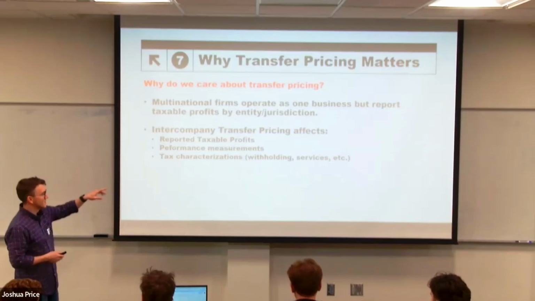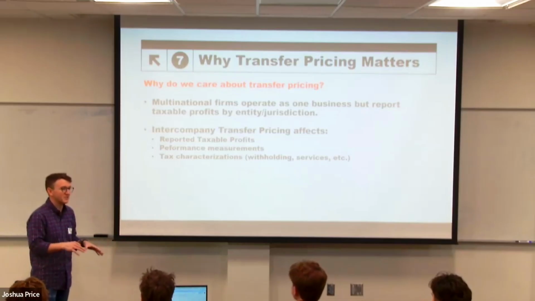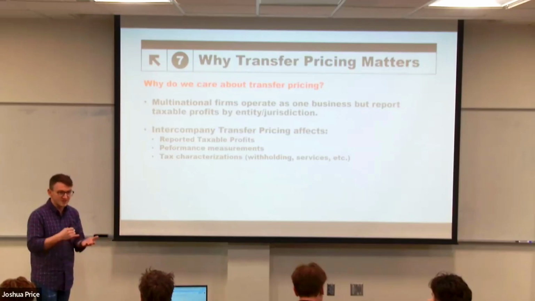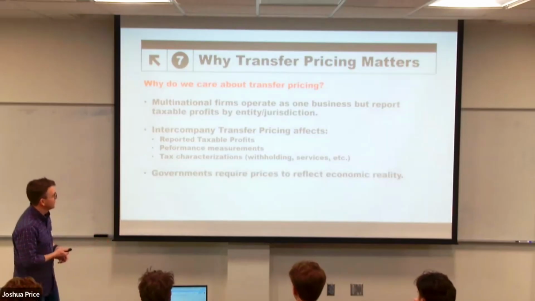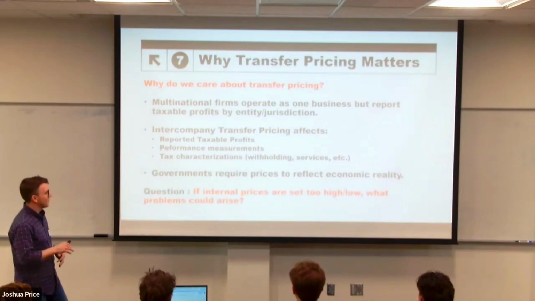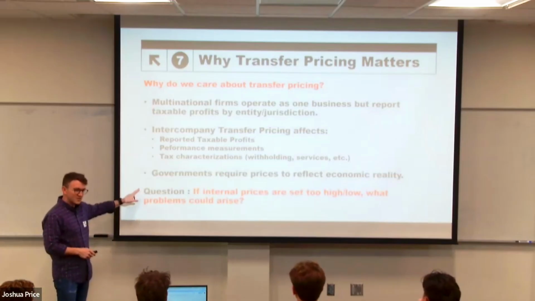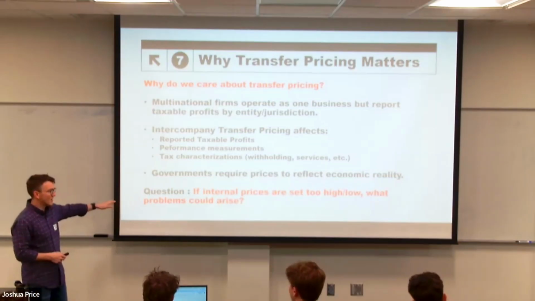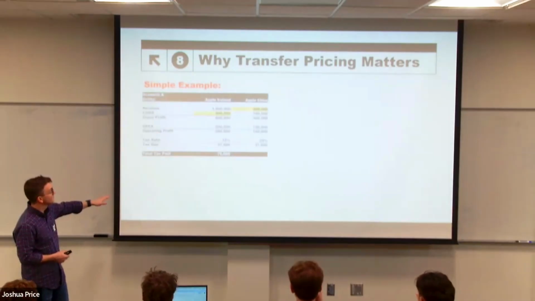And then there's other concepts with accounting for people who aren't accounting here, withholding taxes and different ways the government likes to tax activity, right? Just like we get sales tax and income tax, different activity that we do gets taxed differently. So governments want pricing to reflect economic reality. So think of this question. This next slide will help demonstrate it, right? If internal pricing is set too high or low, think about what problems could arise.